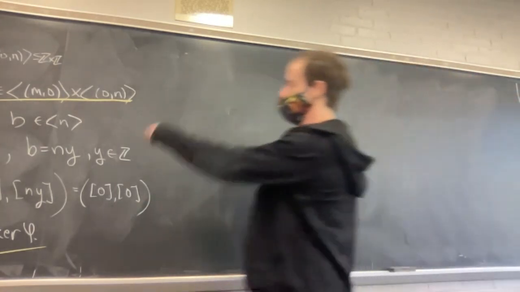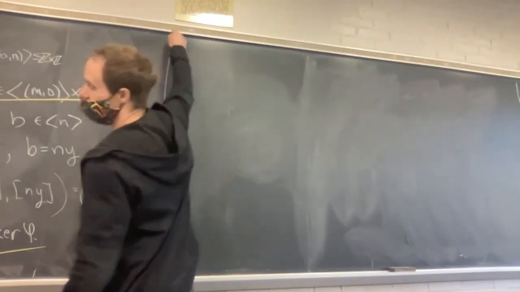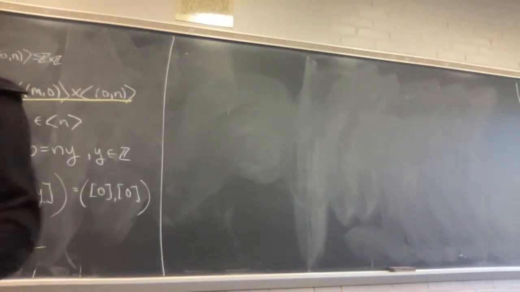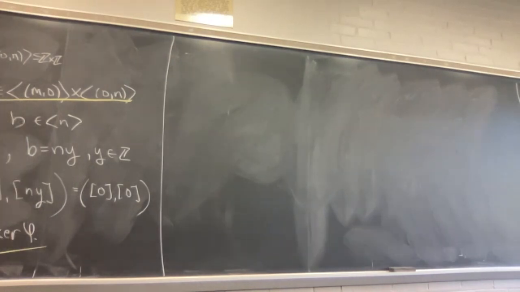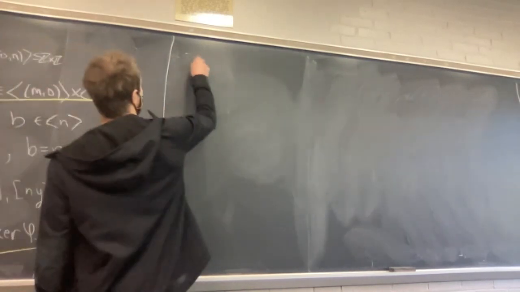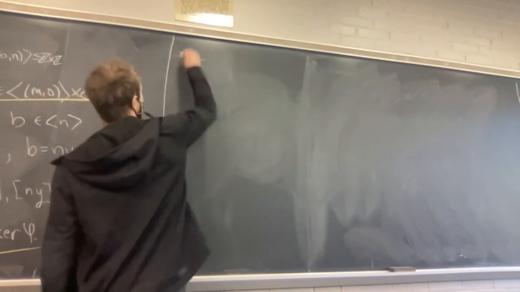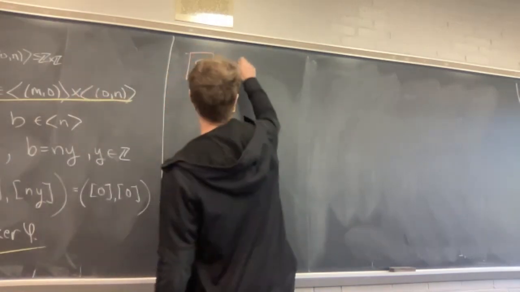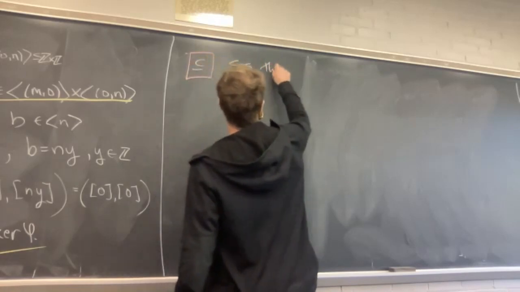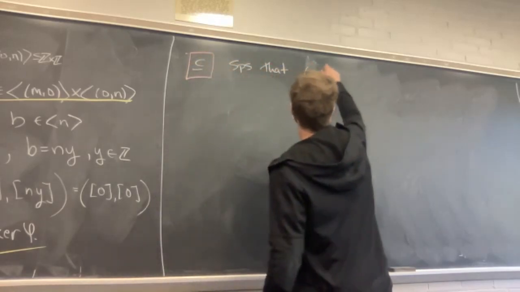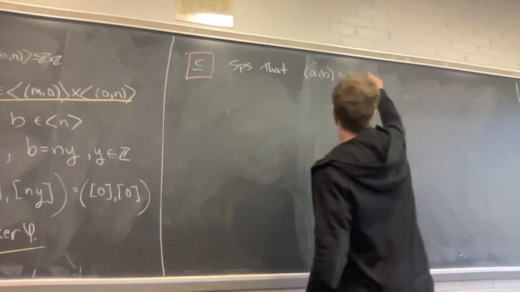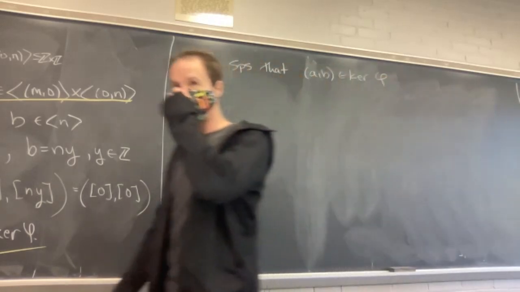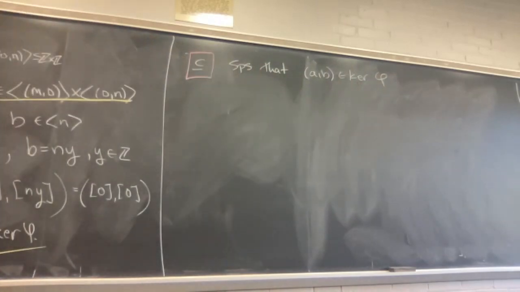Okay, so we need to show the other containment. So let's do that. So we're going to do the containment that way. So let's suppose that AB is in the kernel of phi. And then we want to get to the point where AB is in this thing, right? Okay. Well, let's see what that means.